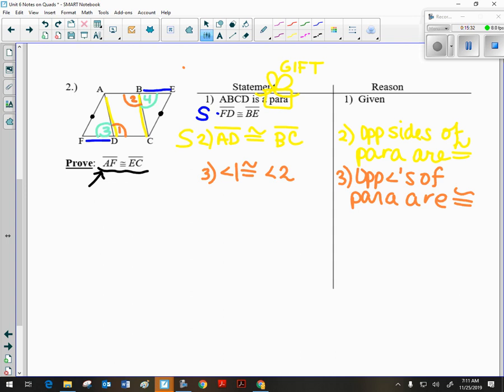This is another one of those circumstances where we have angles that are outside the triangle and we want to convert them to inside angles using supplements. So in my proof, I'm going to put that angle 1 is a supplement to angle 3 and angle 2 is a supplement to angle 4 because linear pairs are supplements.